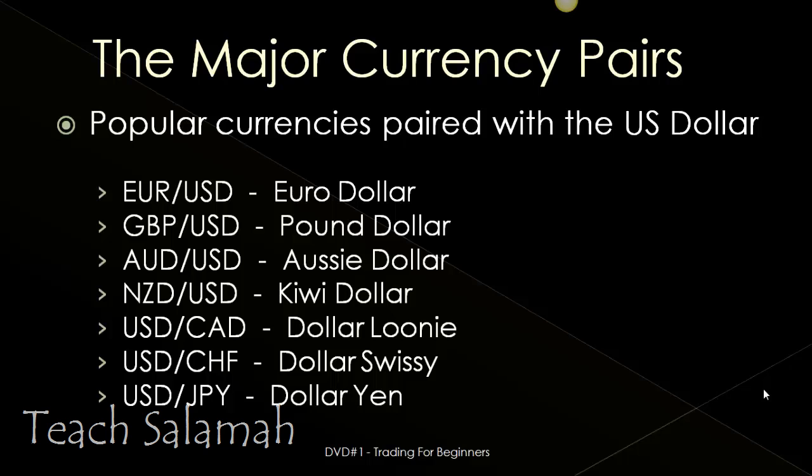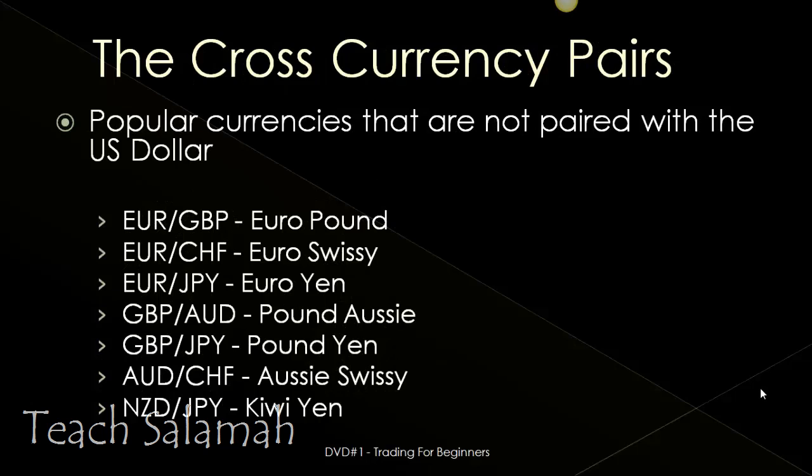Let's take a look at some of the cross-currency pairs. Over here you can see a list of the popular currencies that are not paired with the US dollar. These are considered cross-currency pairs. If you just run through the list here, you've got the Euro Pound, the Euro Swissy, the Euro Yen, the Pound Aussie, the Pound Yen, the Aussie Swissy, and the Kiwi Yen. These are considered cross-currency pairs because they do not feature the US dollar in any way.